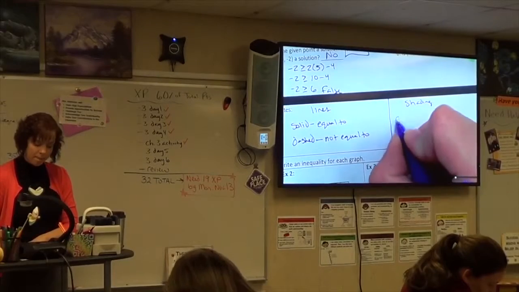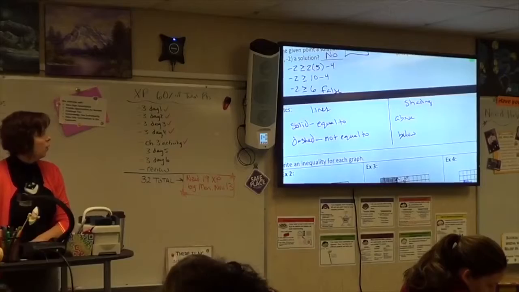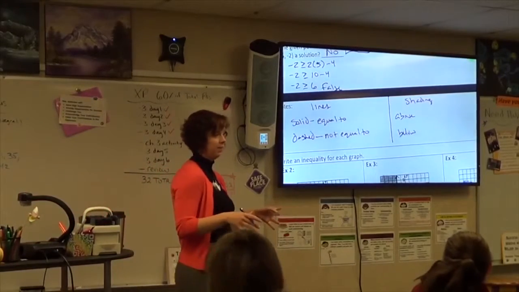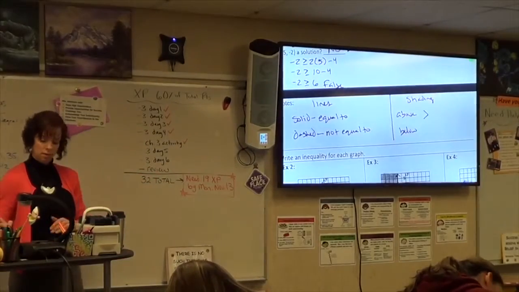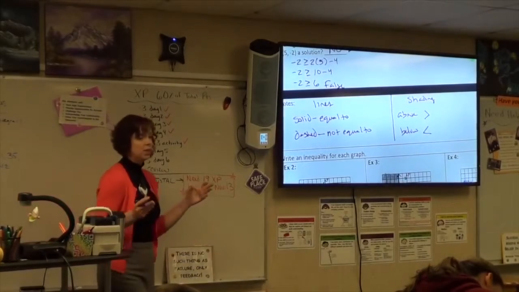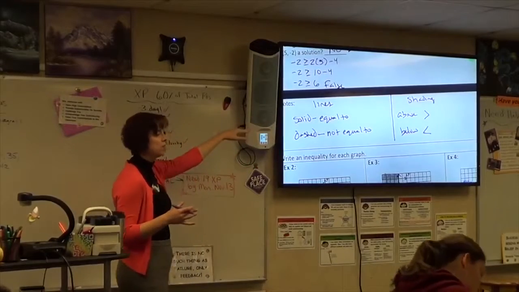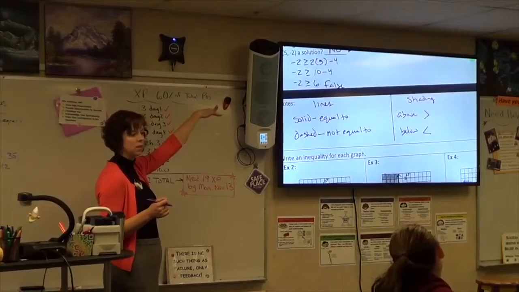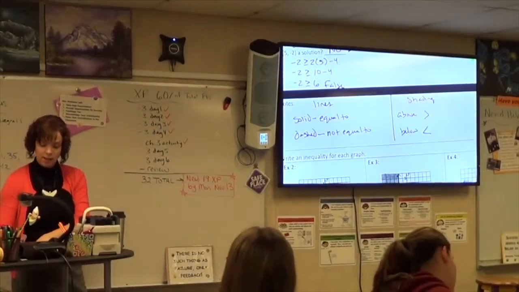Okay, we had above and we had below. What symbol did we decide meant above? Greater than. What symbol did we say below? Less than. Okay, so this is where it comes together, coming back to our types of lines. If it's equal to, what do we have to do to the inequality symbol to show that? A line underneath it.